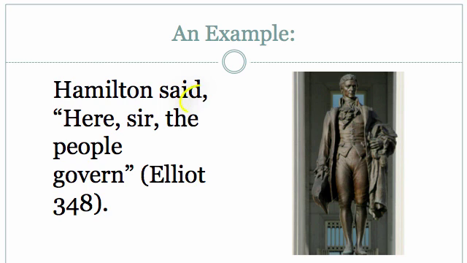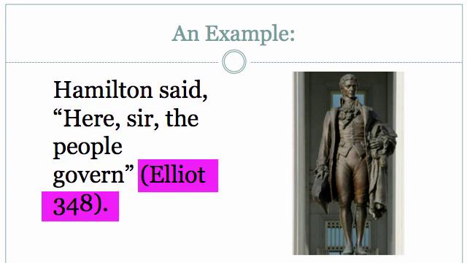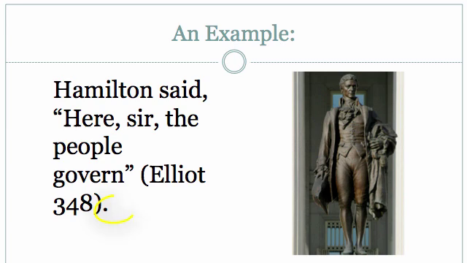Let's look at an example. Hamilton said, "Here, sir, the people govern" (Eliot 348). You'll notice that the parentheses are around Eliot 348 and that the period goes outside that last parentheses. You'll also notice that there is no comma after govern in this case, and this is the one time that you do have a period outside of the quotation mark. Just for a little bonus, did you notice in that sentence there's also direct address with the word sir and commas around either side of it.